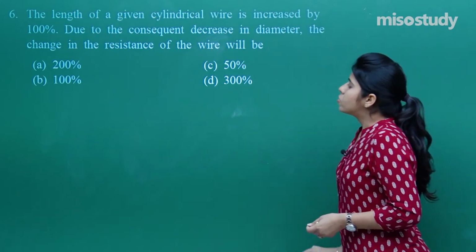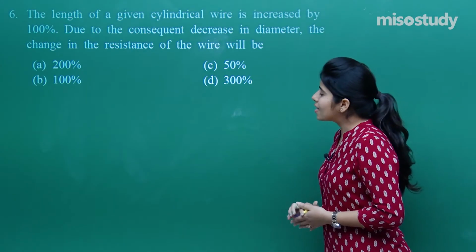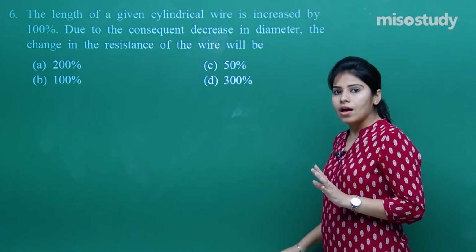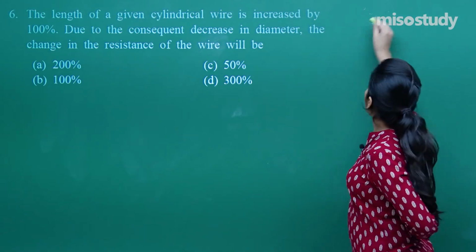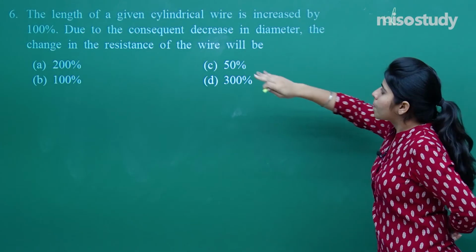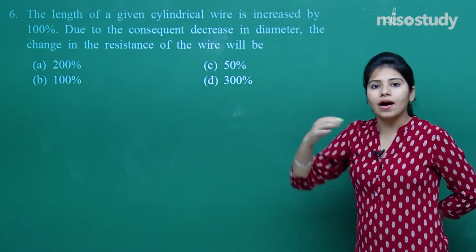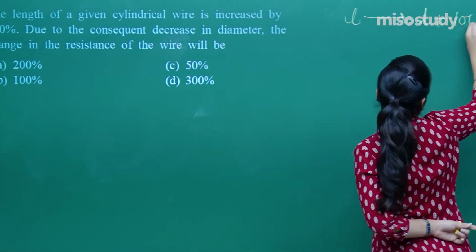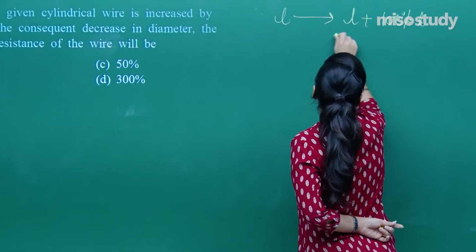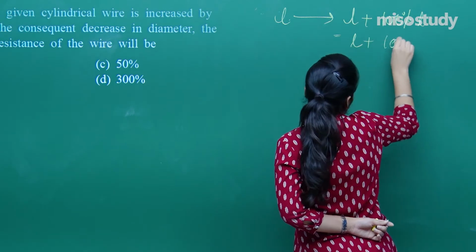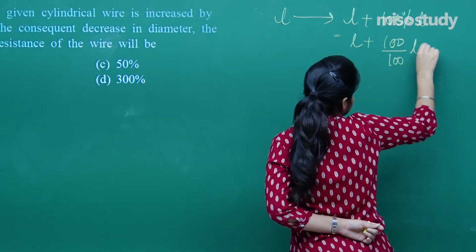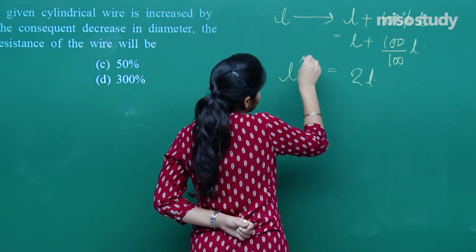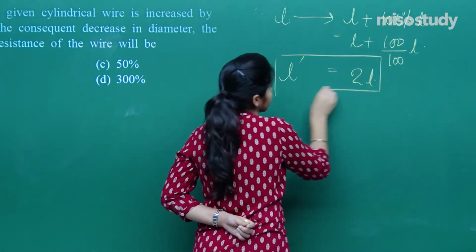Okay. So in question number 6, they say that the length of a given cylindrical wire is increased by 100%. Let me just first of all write, earlier the length is L. Now the length has been increased by 100%. So it has been increased, L plus 100% of L. Or you can write it as L plus 100 upon 100 into L. Right? So what has become? It is 2L. So that means L dash is nothing but 2L.